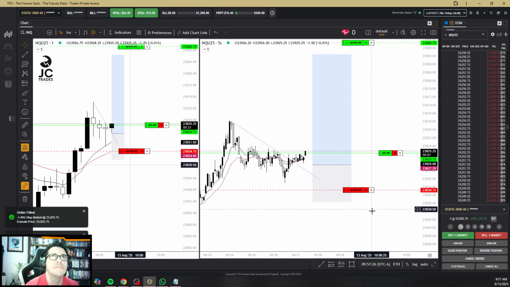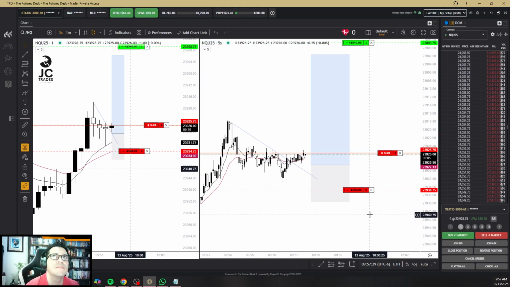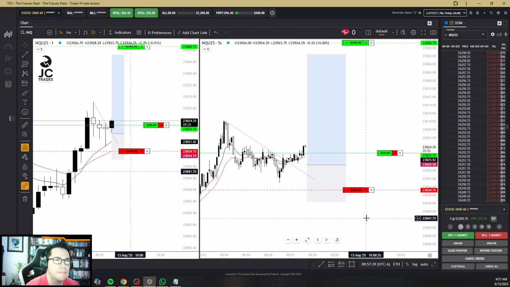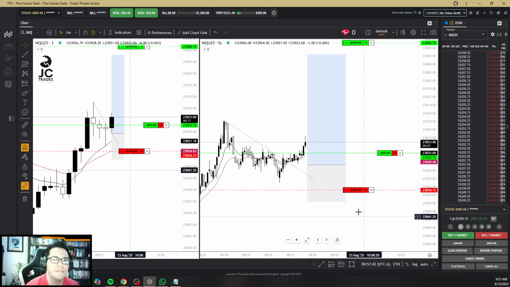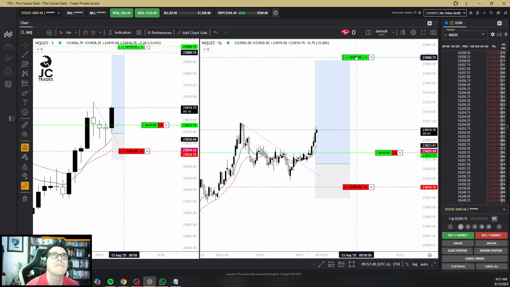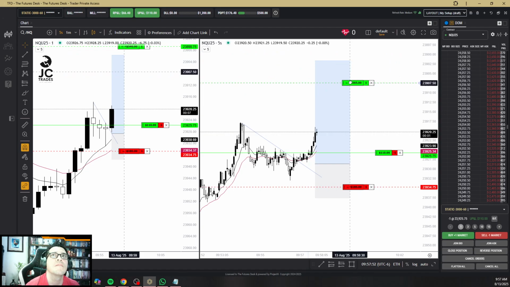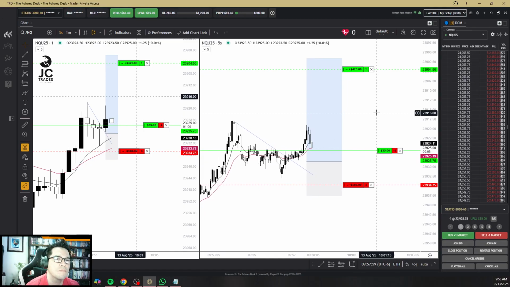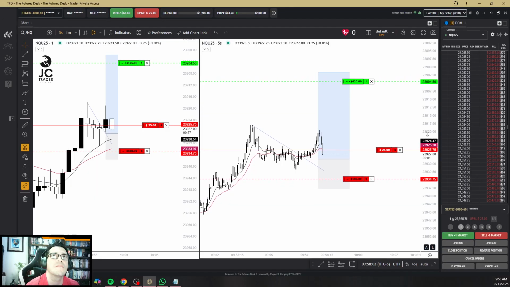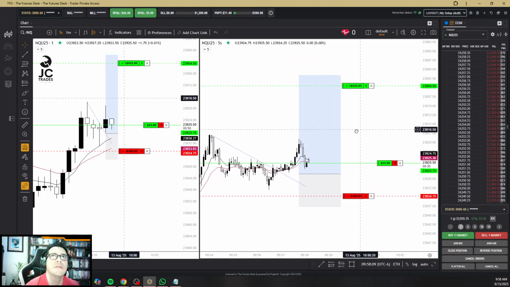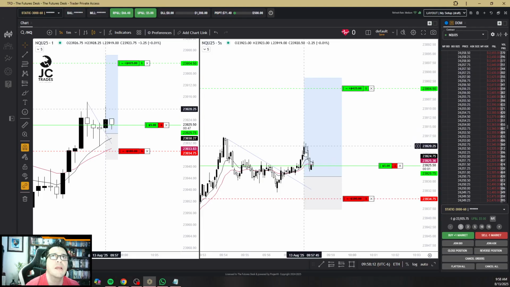So we just got tapped in. Now we're gonna wait to see how this move is gonna develop. So we had a move in our expected direction, and then I come back to entry point.